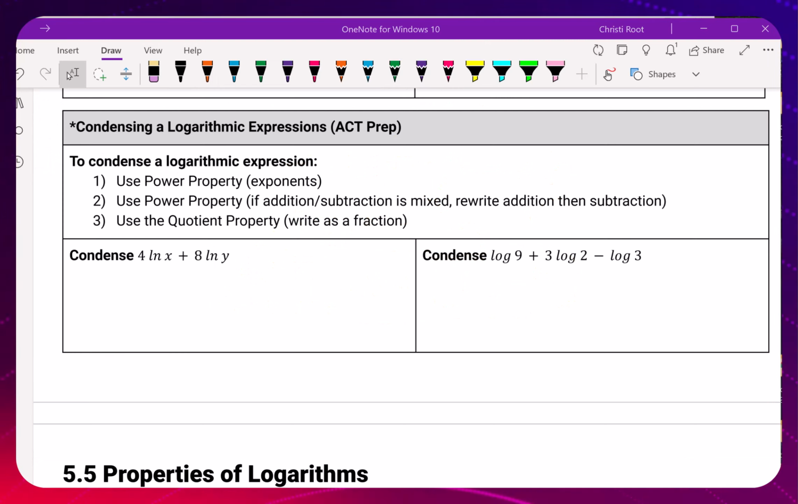In the last two examples, we are condensing the logarithms. This is the exact opposite direction of expanding, so naturally you are going to want to go in the opposite step order as we did before. So the first thing that we want to do is apply the power property. Then we would go ahead and take care of addition, subtraction, typically from left to right, and then use the quotient property if we need to do that.